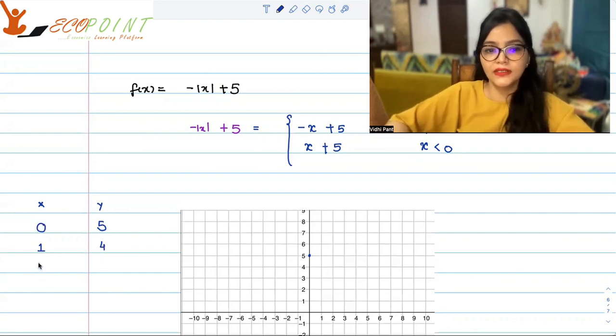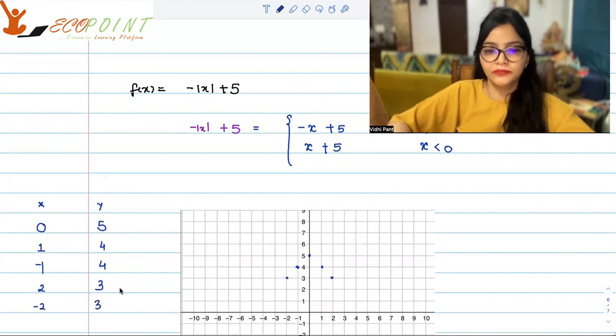When x is -1, you will get -1 plus 5 again, which is 4. So that means at 1, it's going to be 4. And at -1 also, it's going to be 4. At 2, it's going to be 3. And at -2, again, it's going to be 3.